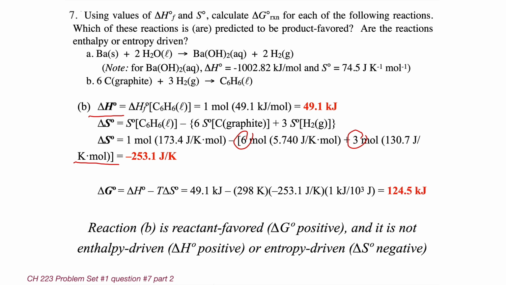That means our delta G here is by default always going to be a positive number, and that's what we get. We get positive 124.5. So this reaction is not spontaneous because delta G is positive. If delta G is negative, like on the last one, spontaneous, but this one is not. We would call this reactant favored, if you will. It's not enthalpy driven because delta H is positive, and it's not entropy driven either because delta S is negative. This reaction would be a harder one to occur, but there are ways to make C6H6, and we'll talk about those kinds of ways later.